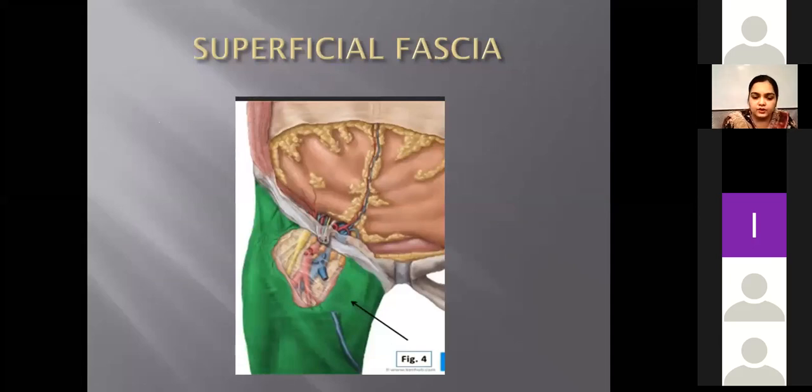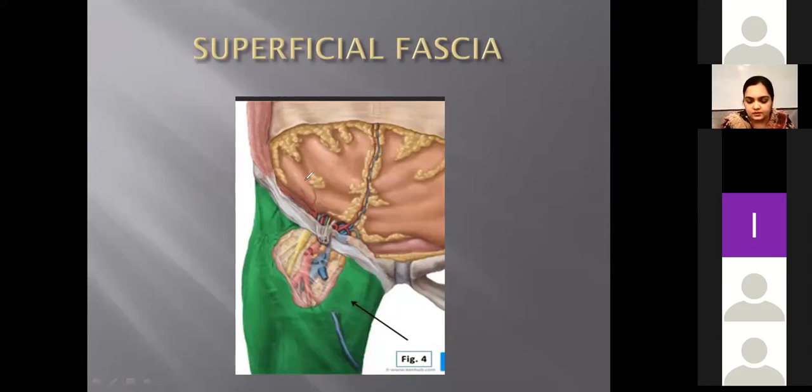we first have to dissect the skin, then we remove the superficial fascia. This superficial fascia, you can see in this slide, is a continuation of the fascia that comes from the inferior part of the anterior abdominal wall. And the superficial fascia of the anterior abdominal wall itself consists of two layers.